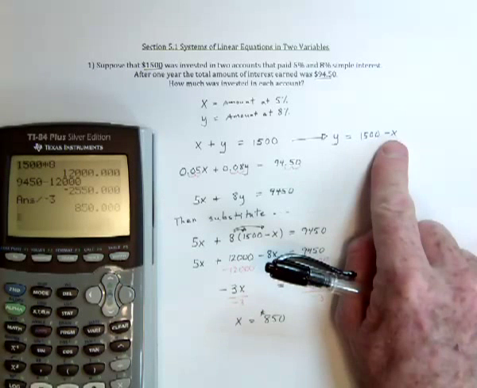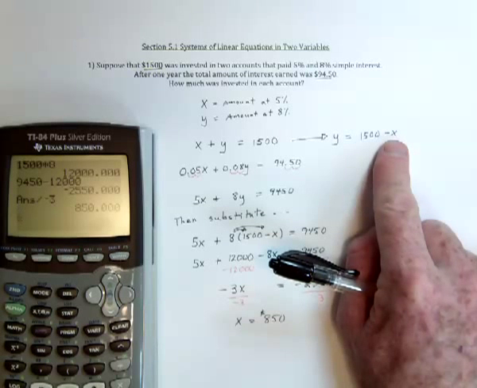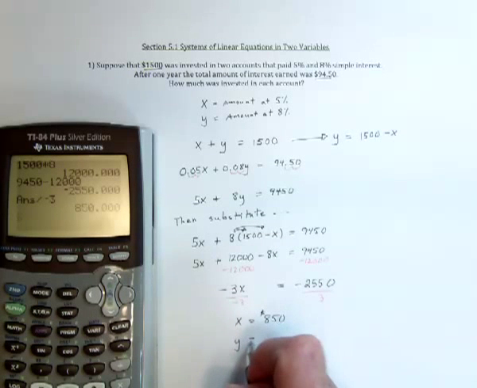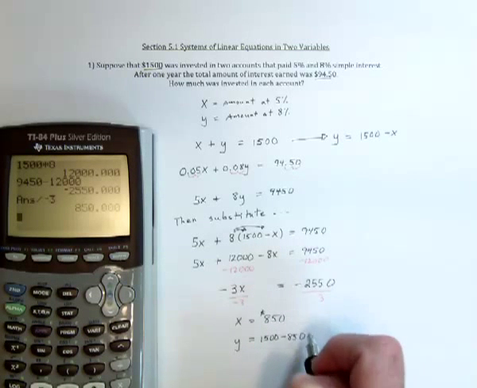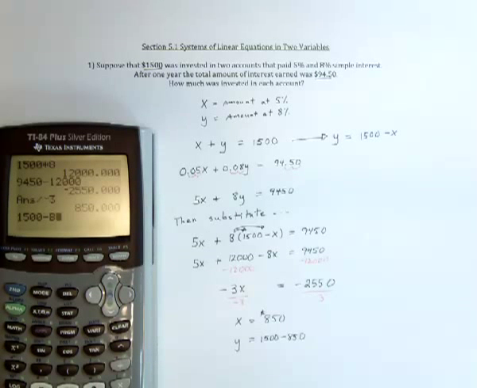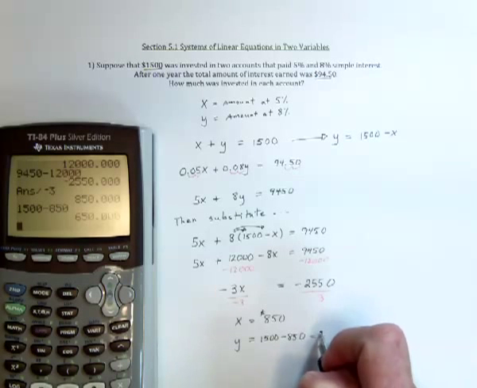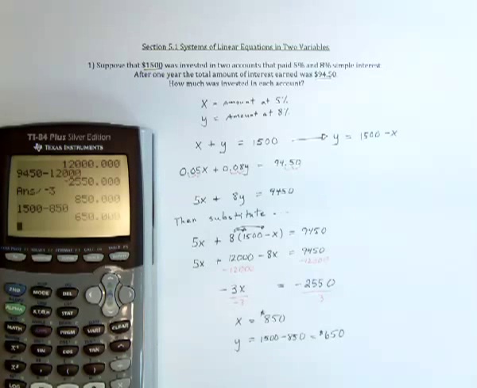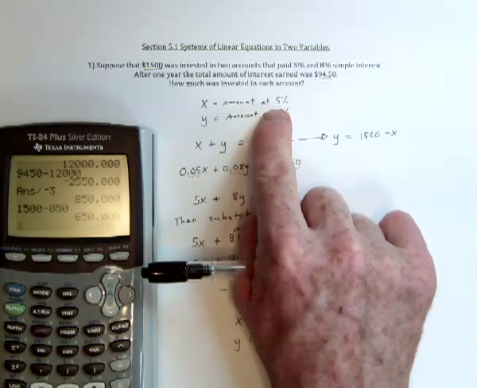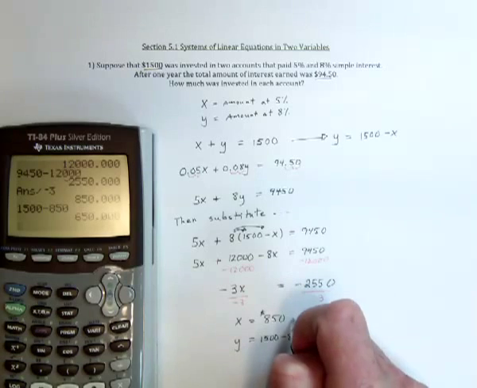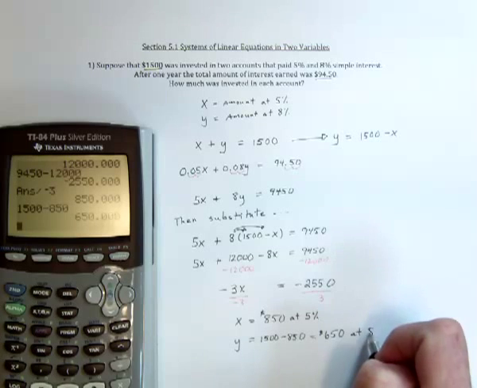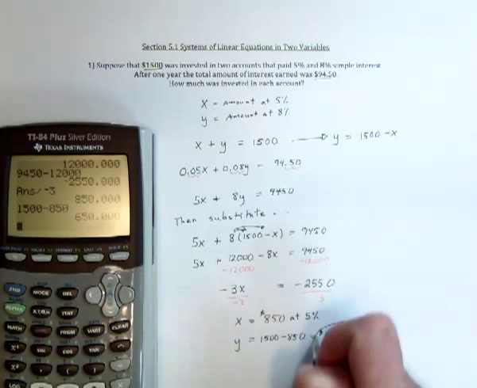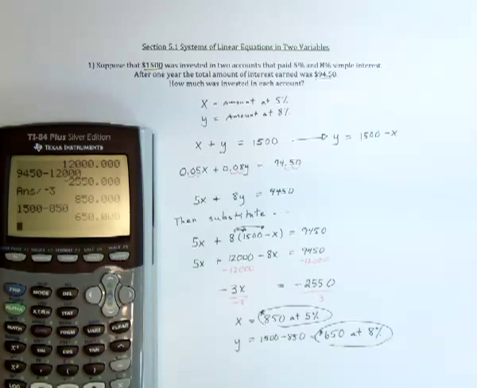And we can then substitute that x over here to find out what the y is. So then the y will be 1,500 minus 850, which is $650. And the last thing to do is label the answers. The x is at 5%, so this one was invested at 5%, and this one was invested at 8%. And there we have our investments.